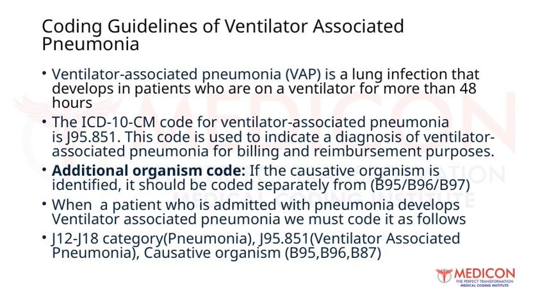If the causative organism is identified, you should code it separately using B95, B96, or B97 codes. This helps provide a complete clinical picture. Now, when a patient is admitted with pneumonia and then develops VAP, the coding process involves a few key points. First, you need to code the general pneumonia category, which falls within J12 to J18. Then, add the J95.851 code for VAP itself. And finally, if you know the causative organism, include the appropriate B95, B96, or B97 code.